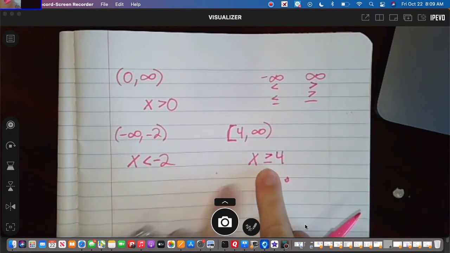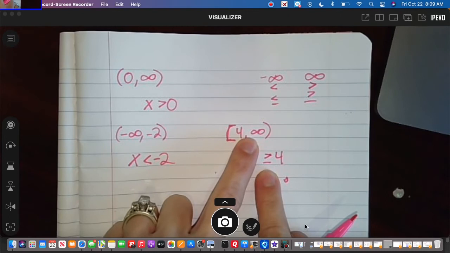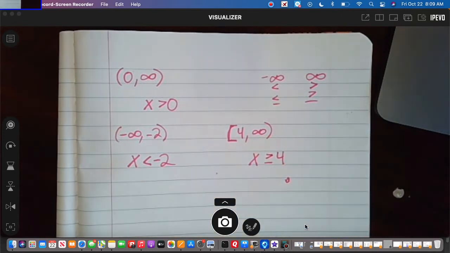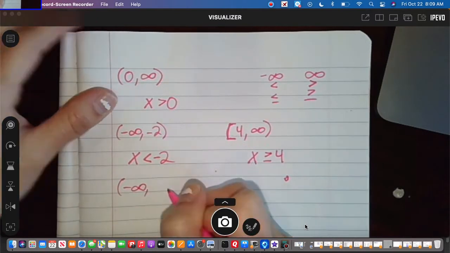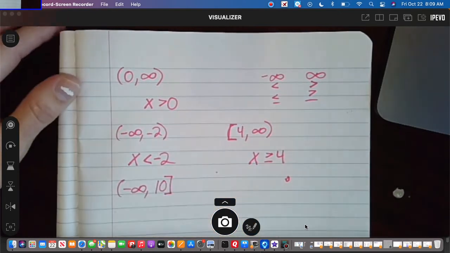The equal to sign is because we have the bracket, and it's greater than because we're going to infinity. We're going to numbers forever and ever that are bigger than 4: 4, 5, 6, 7, a million, 2 million, a billion, 10 billion. It just keeps going forever to infinity. All those numbers are bigger than 4. Okay, what if I have negative infinity and it goes up to 10? What am I going to say about that one?